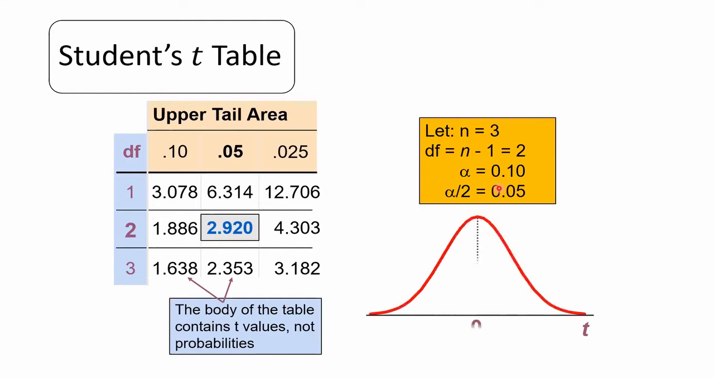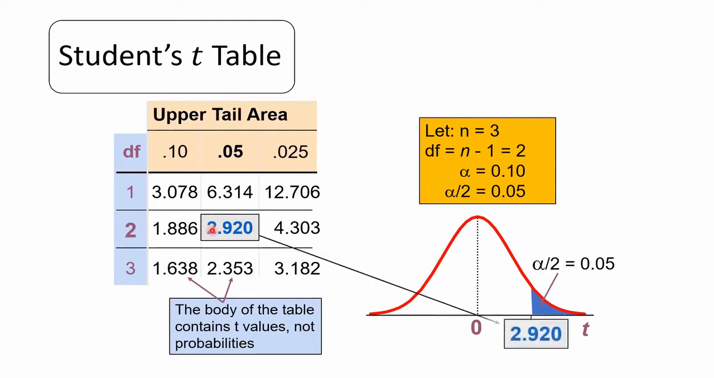So you have your t distribution and you have your alpha over 2 as 0.05. How would you know your t value pertaining to this point here? Well, you know your degrees of freedom is 2. You know your upper tail value is 0.05. So that value is 2.92. And that is how you figure out your t value for a given area like this, for a t distribution.